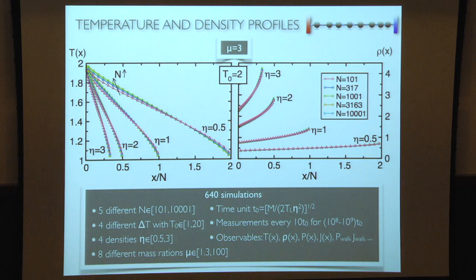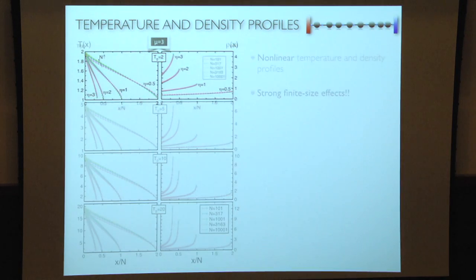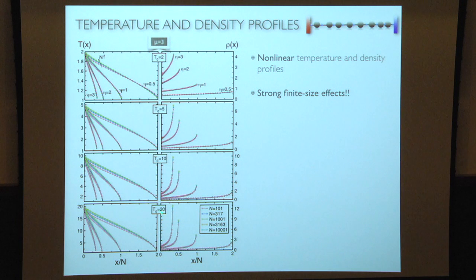We do that for many different boundary temperatures. Again, they look similar, but they are not, so look at the scale. We are going 20 to 1, 10 to 1, 5 to 1, different densities. This is just mass ratio 3, but we have equivalent data for 8 different mass ratios. Again, nonlinear temperature profiles and strong finite size effects.